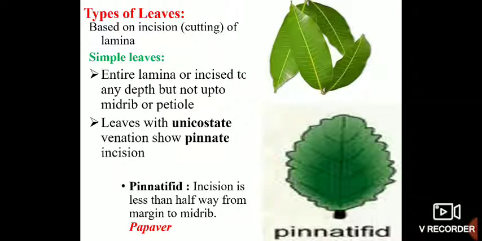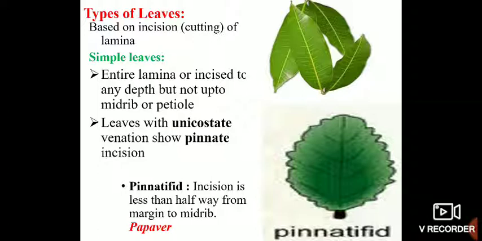Today we are going to deal with different types of leaves based on incision or cutting of lamina. Depending upon whether the lamina is cut down into small leaflets or not, there are two principal types of leaves, simple leaves and compound leaves. In this part we are going to restrict our focus on simple leaves and their different types.